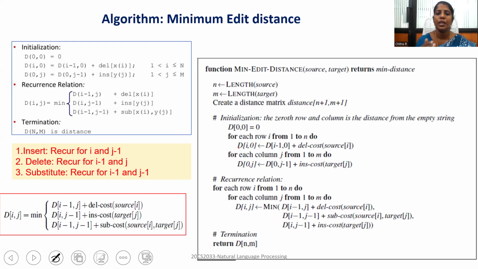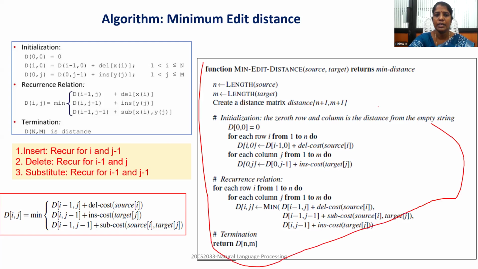For filling the values, for each row and column, find the minimum value along this row as well as the left side as well as the diagonal. That's what is written here: i minus 1, j; i, j minus 1. That is the previous row, previous column, as well as the diagonal. Diagonal means i minus 1, j minus 1. The minimum of all these values is calculated, plus the cost. Cost means the number of substitutions, 1. That is included. Finally, it terminates. This is the minimum edit distance algorithm.